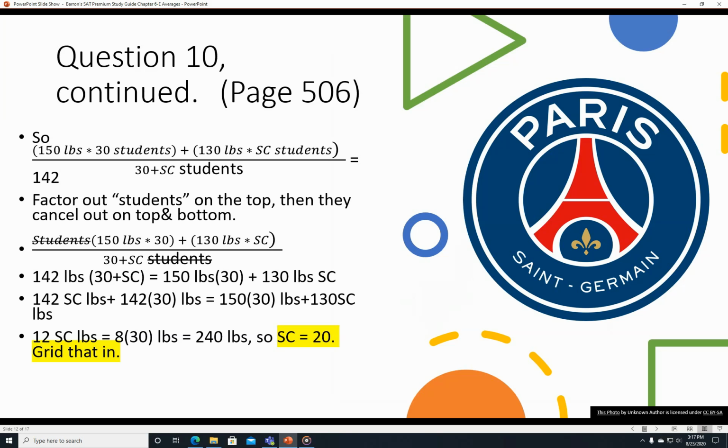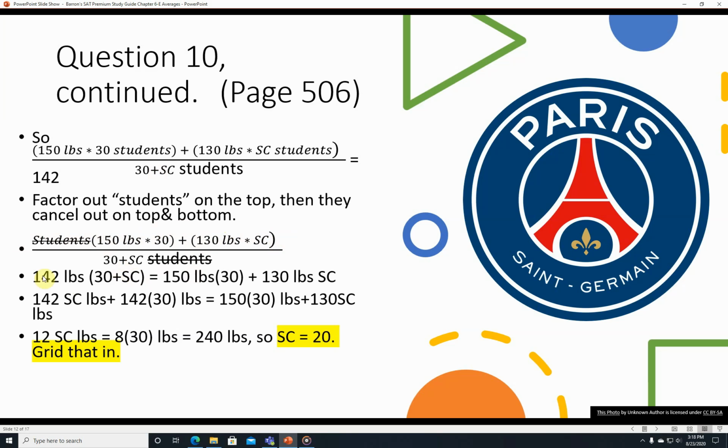Okay, question 10, continued. So 150 pounds times 30 students plus 130 pounds times SC, the number of students, over 30 plus SC students is equal to 142. So we're going to factor out students on the top, then they cancel out on the top and the bottom. See, we just kind of de-distribute. So we just move students over and it's multiplied by both of these things. There should be some brackets here. Sorry about that. But anyway, we're just factoring out students from both of these. That's just one thing that we're multiplying both by. And then 30 plus SC over students. So that cancels out.